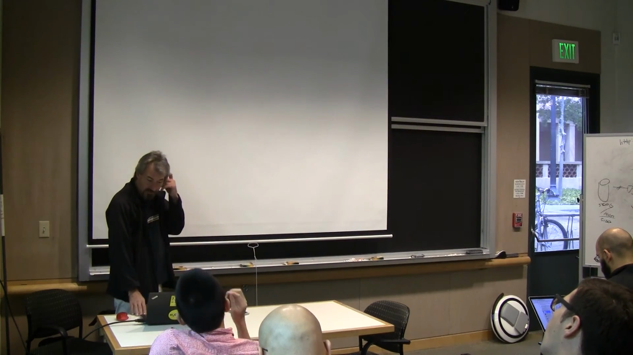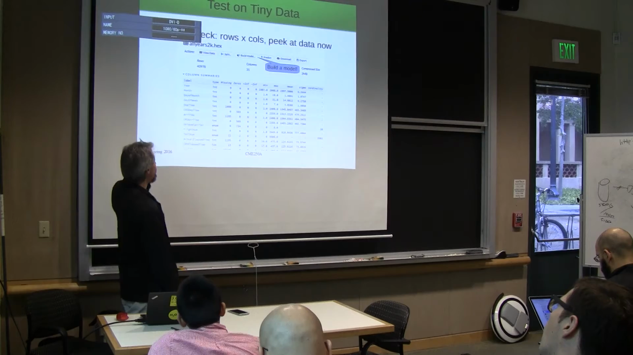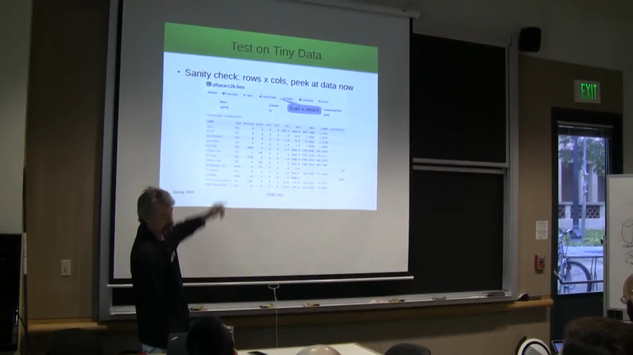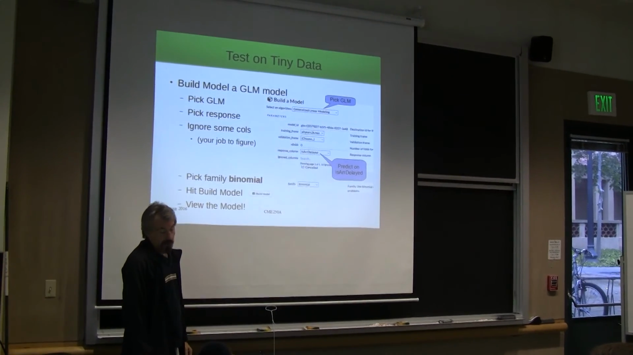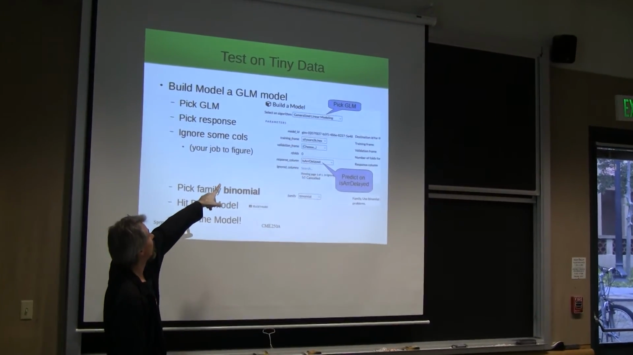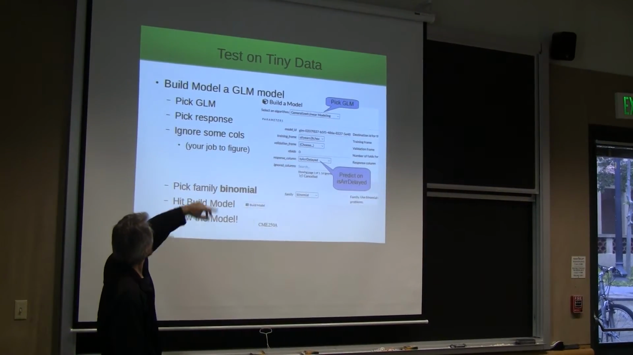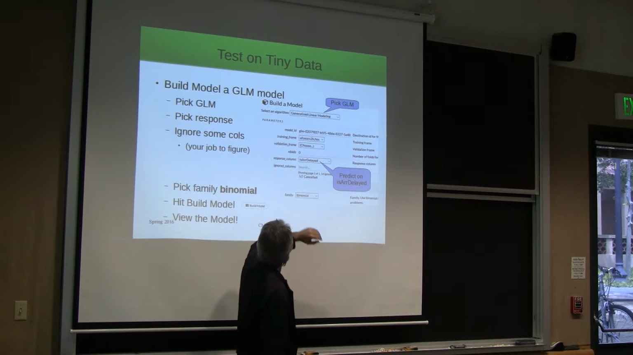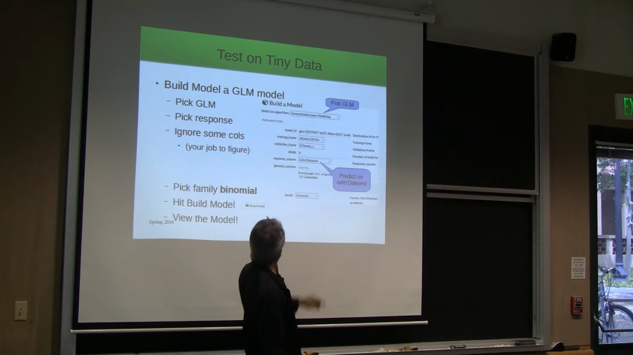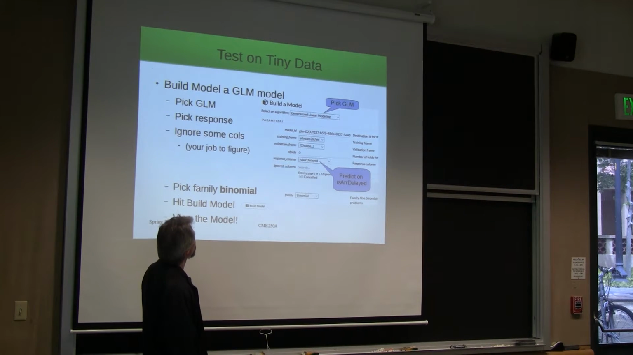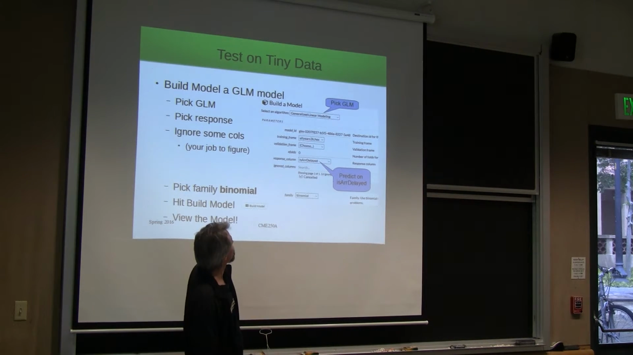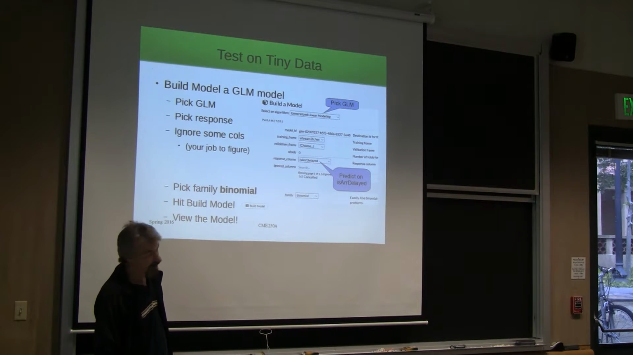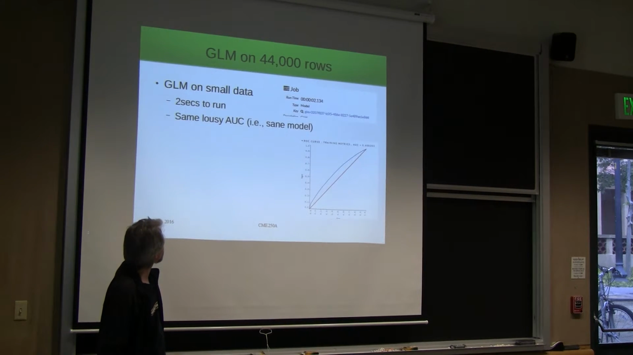Okay, so after I pull the data in, I'm still, in this example, working on my 44,000 rows small case. I hit build model. There's a drop-down tag for picking GLM. I pick the response variable, which is is arrival delayed. I change my family to binomial. I threw out a bunch of ignored columns. Otherwise, I end up predicting on the minutes I'm arrival delayed. Build model takes a few seconds. I can look at it.